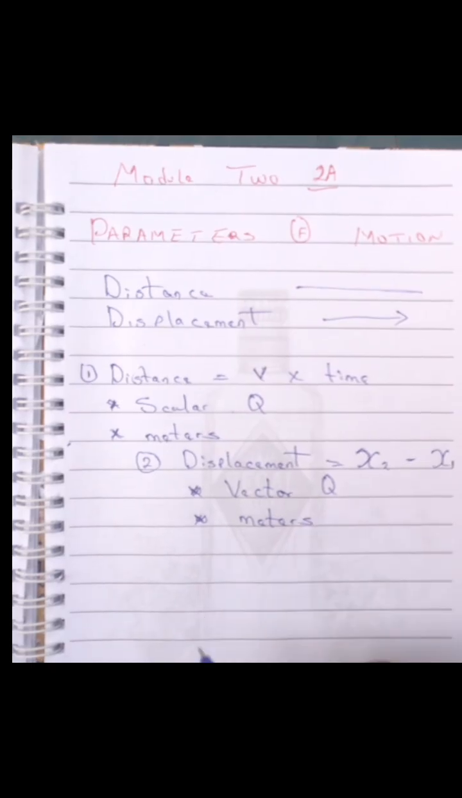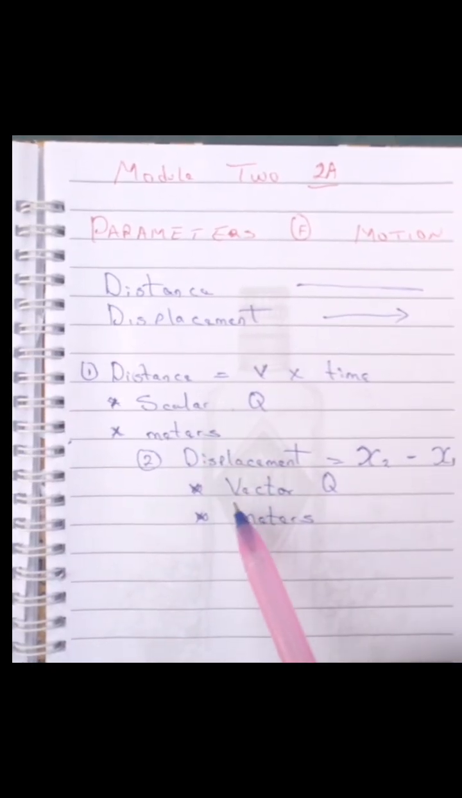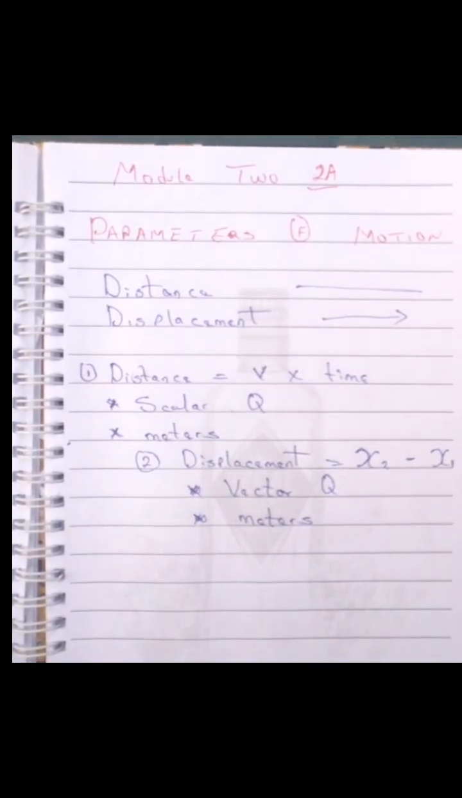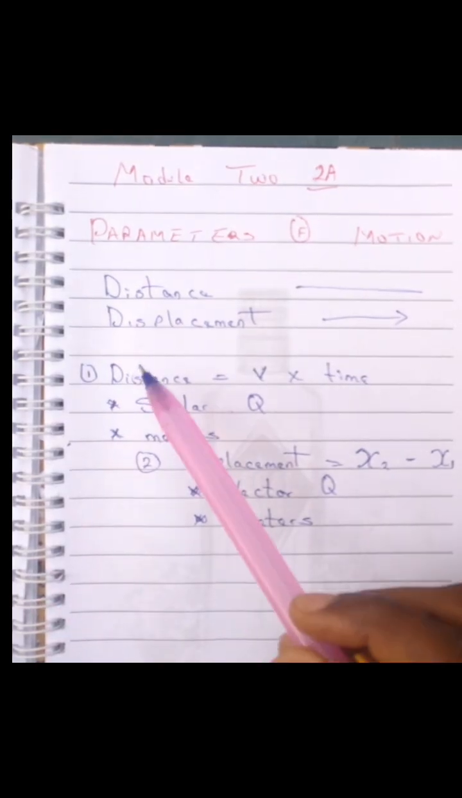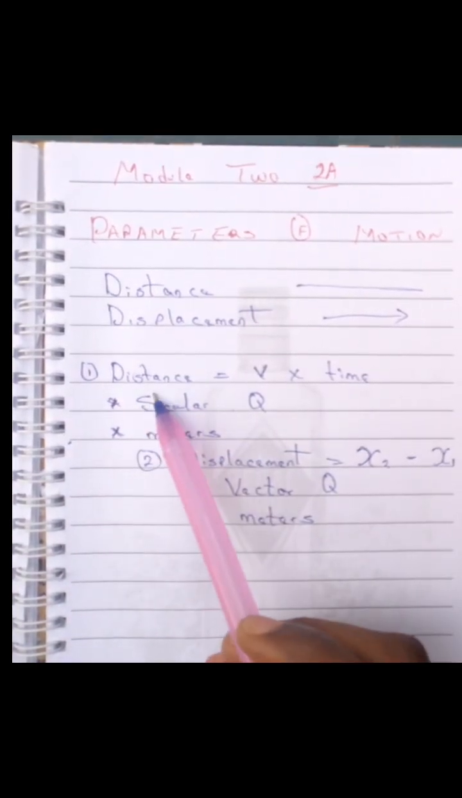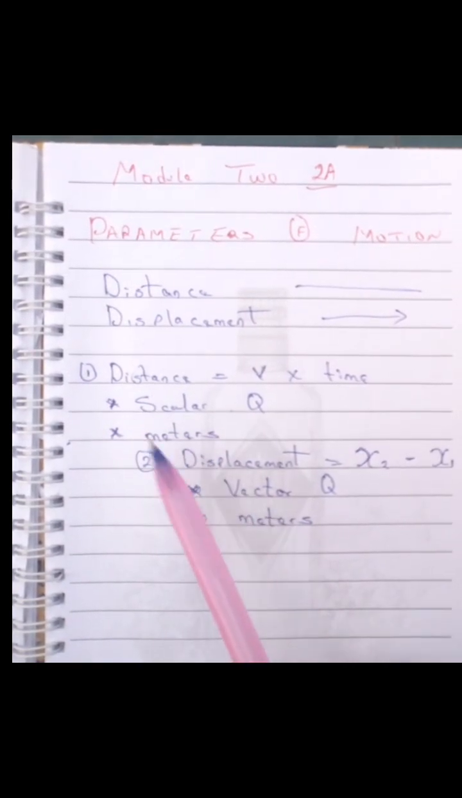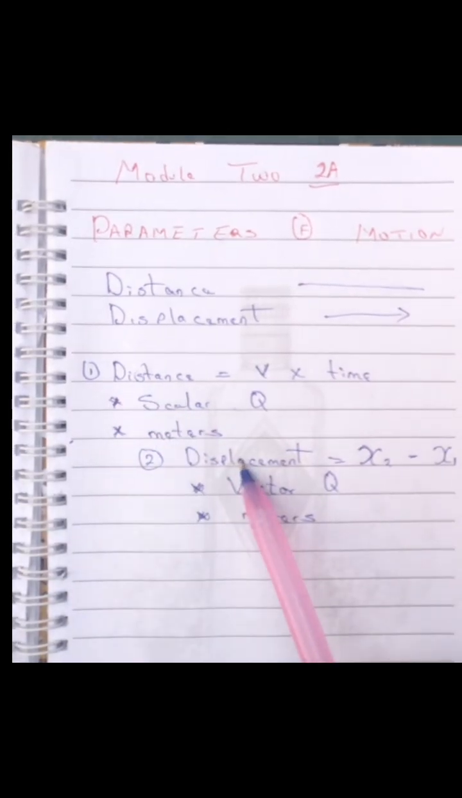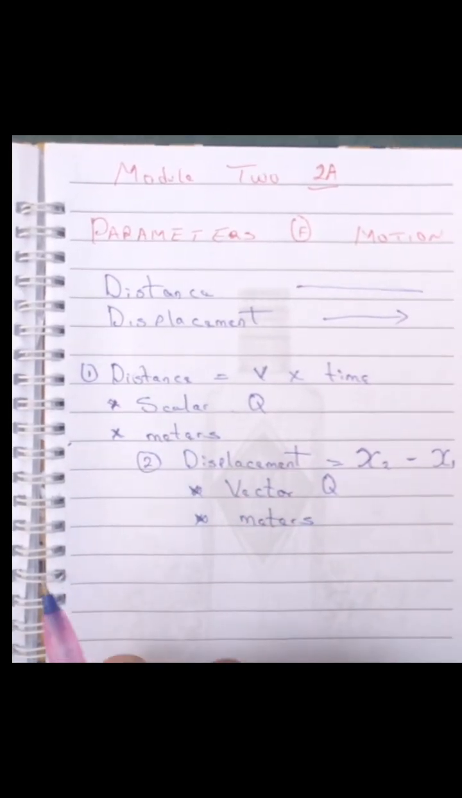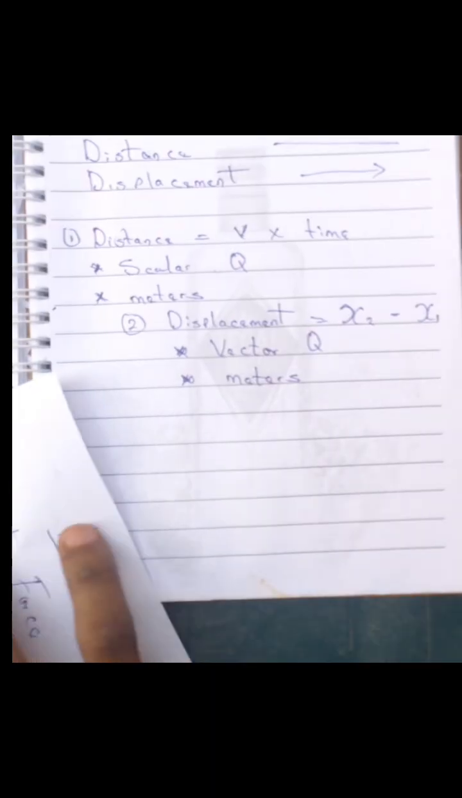Now, ladies and gentlemen, displacement and distance are basically the same thing. Just like the distance between here and here, that's distance. The only difference between distance and displacement is that one does not have direction and the other has direction. That is just it.